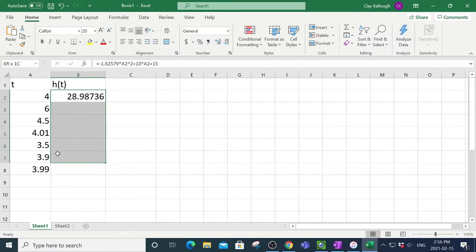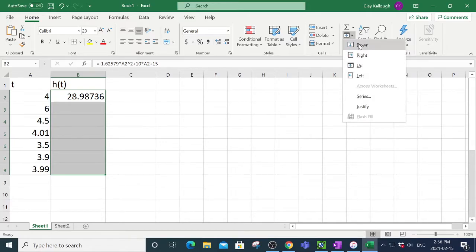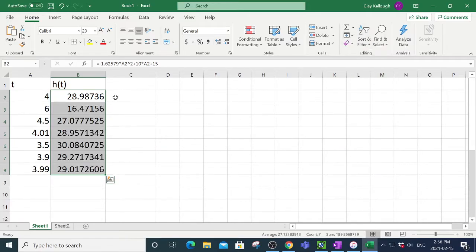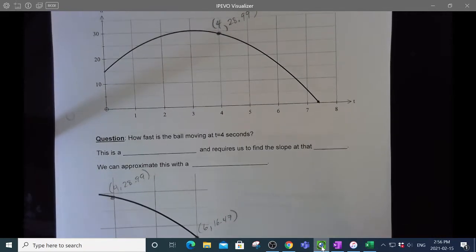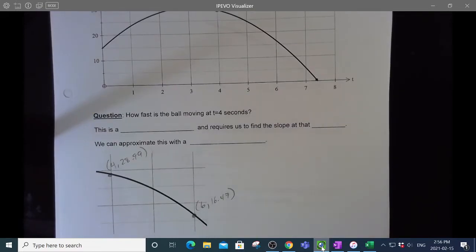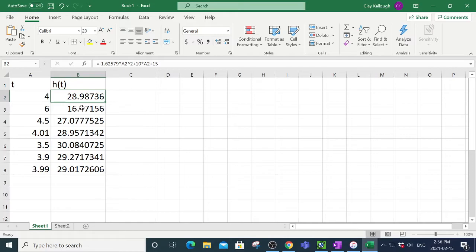I can just hold down the left button on your mouse and highlight this entire column, and then go up to here. The command is fill, and go fill down, and then it just automatically puts A3 in the formula and A4 in the formula and A5 in the formula, and it figures out all of the numbers that you need for all of the Y values. So now I can just read these off, go back to my notes, and I can read this number here, which was the 16.47, which was right here, 16.47.